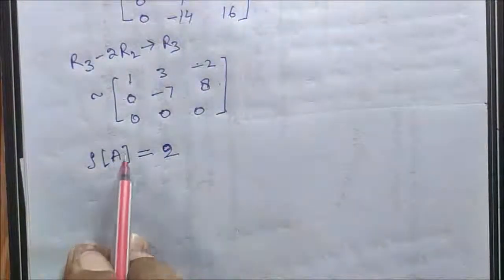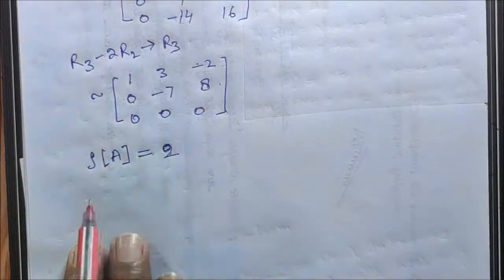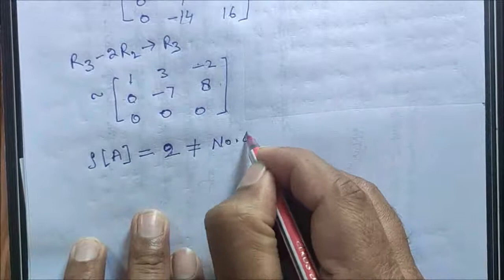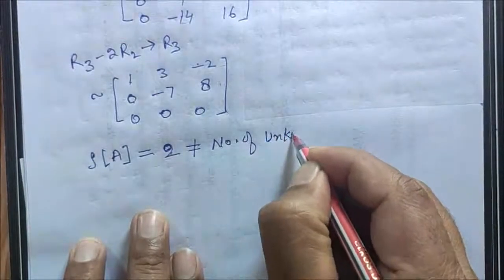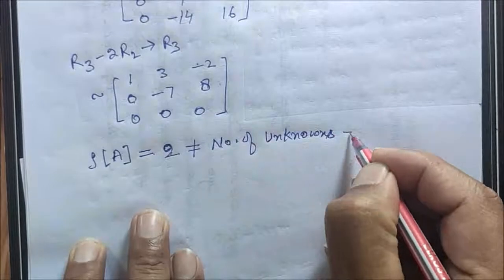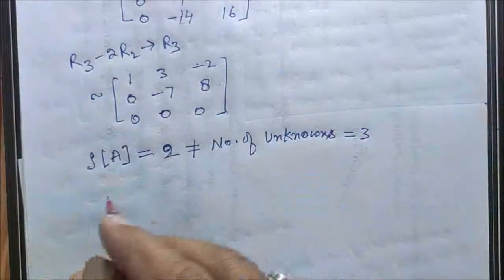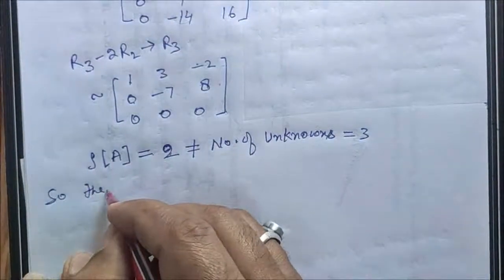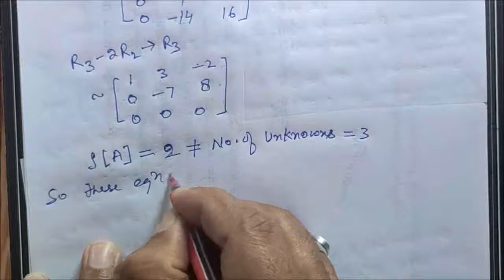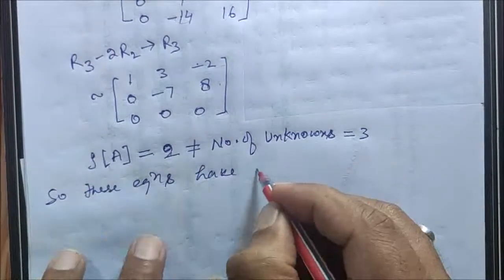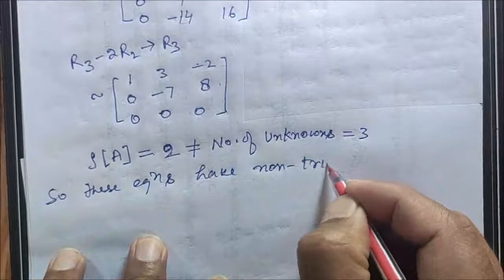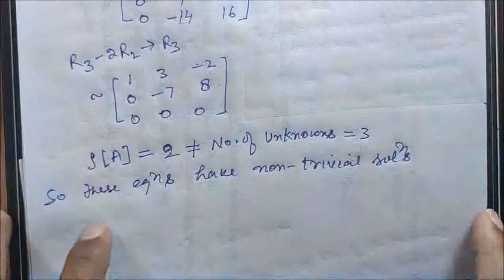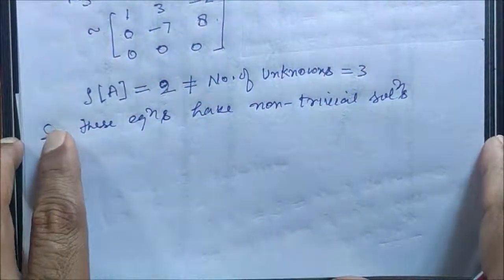Now you see that the rank of A is equal to 2 while there are 3 variables x, y and z, so it is not equal to the number of unknowns, which is 3. So you see that these equations have non-trivial solutions or non-zero solutions. Now we have to find all those solutions.